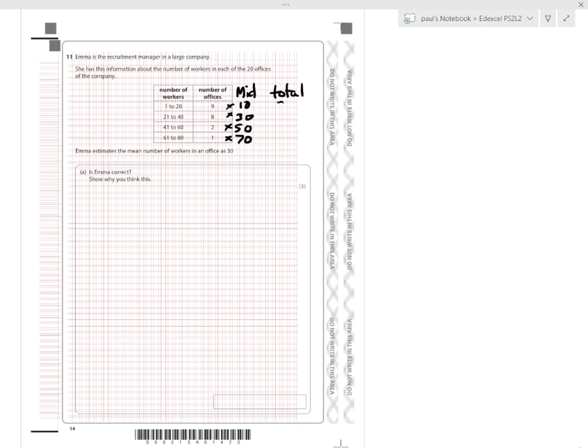Group the data: 90, 240, 170. And that all adds up to 500. And how many office workers are there? 9, 17, 18, 19, 20. So we get the total there. Divide that by 20. 2's into 50 go 25. Is Emma correct? No, she's not.